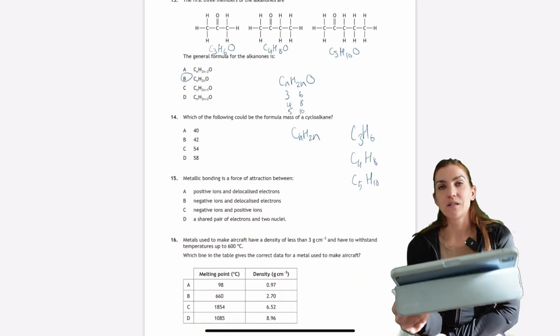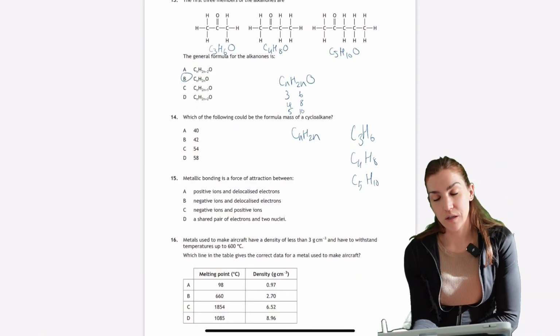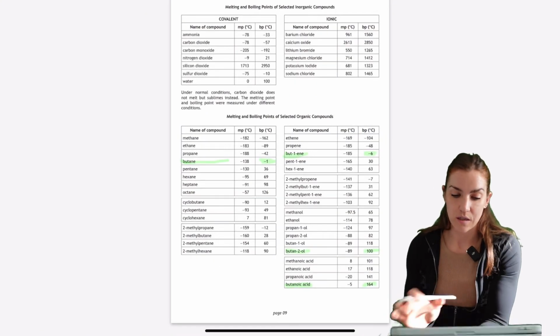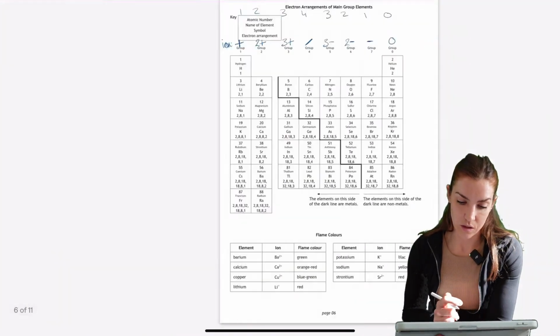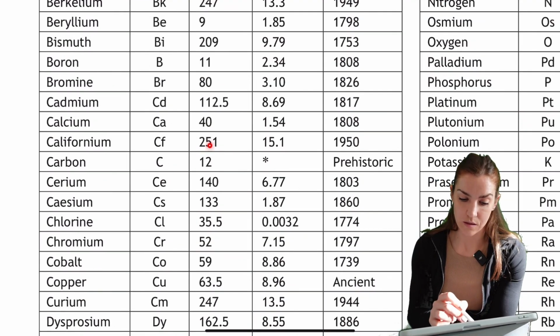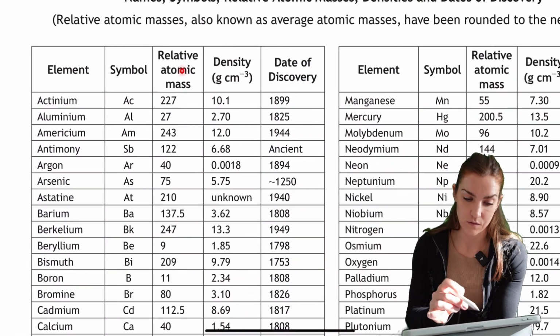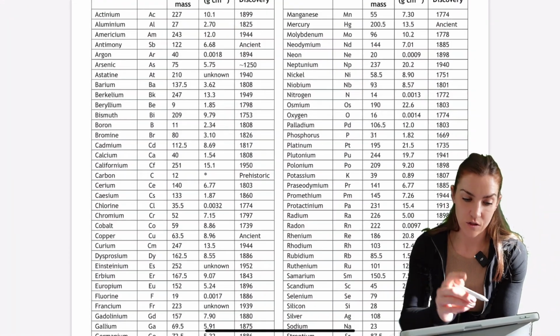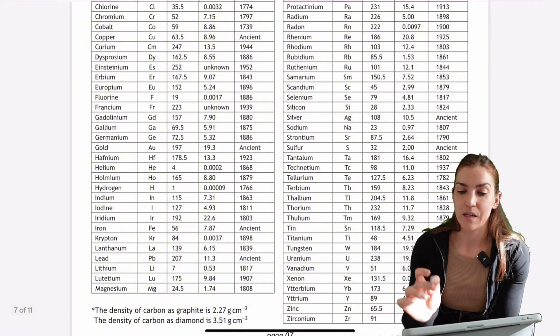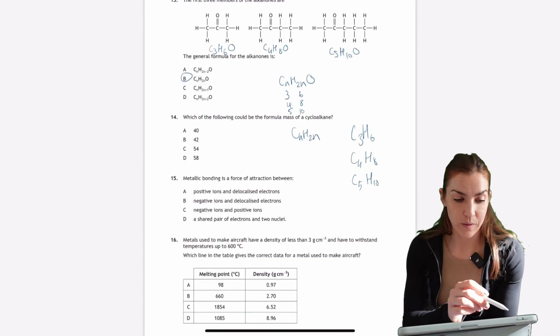So if we work out the masses of these, carbon has a relative atomic mass of 12. You can check the relative atomic masses in the data booklet on this big page here. So you can see carbon's relative atomic mass is 12. And hydrogen's relative atomic mass is 1. Normally by the time you get to the exam, people tend to know those ones off by heart.